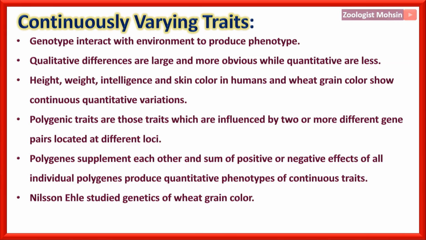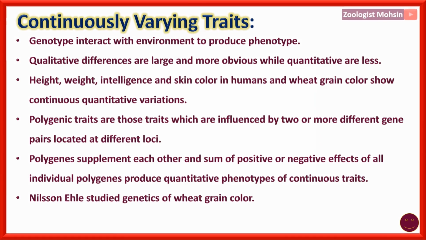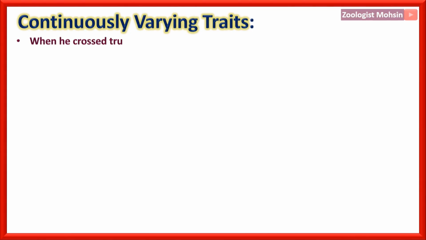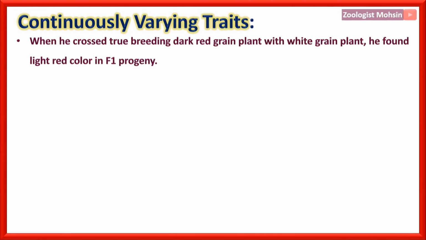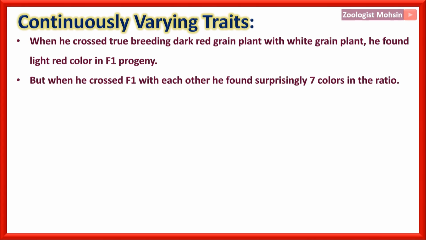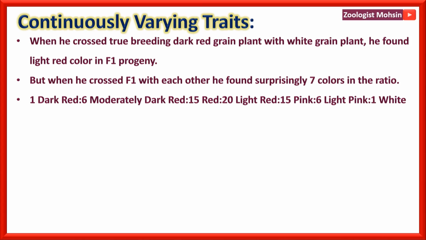Nilsson-Ehle studied genetics of wheat grain color, and let's go in detail how he studied. When he crossed a true breeding dark red grain plant with a white grain plant, he found light red color in F1 progeny, and that may be an intermediate phenotype. That's why we can call it incomplete dominance. But when he crossed F1 with each other, he found, surprisingly, 7 colors in the ratio 1, 6, 15, 20, then 15, 6, 1 in the reciprocal or reverse direction.